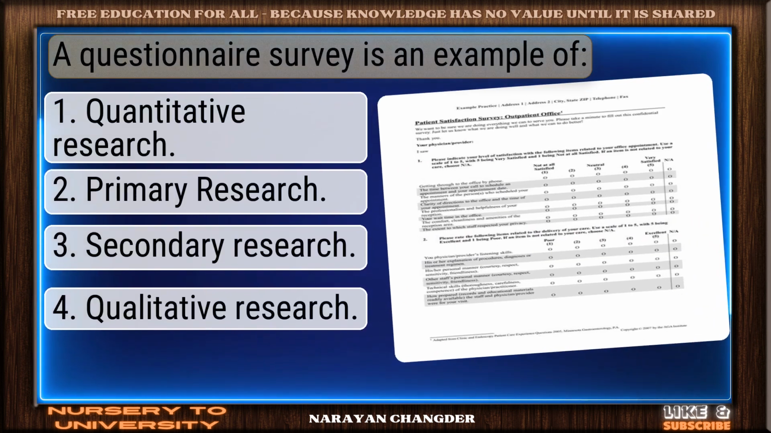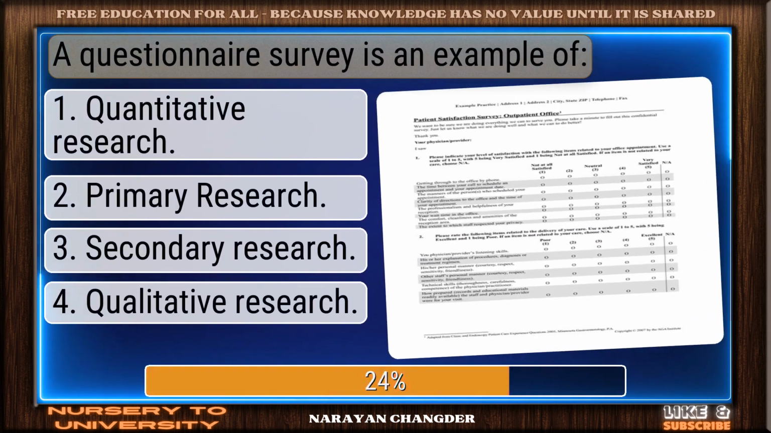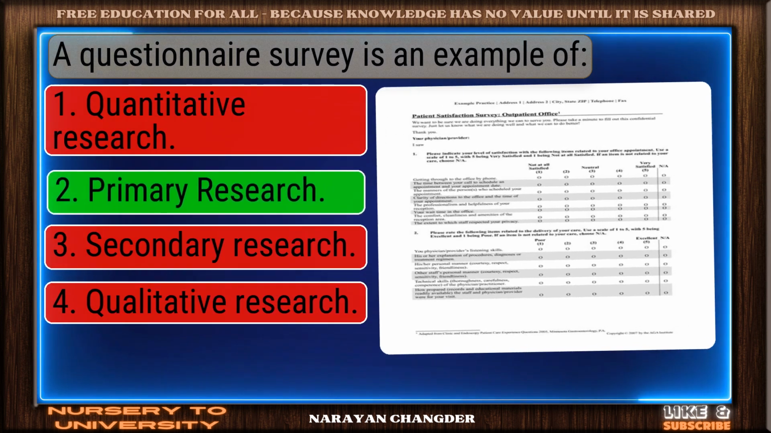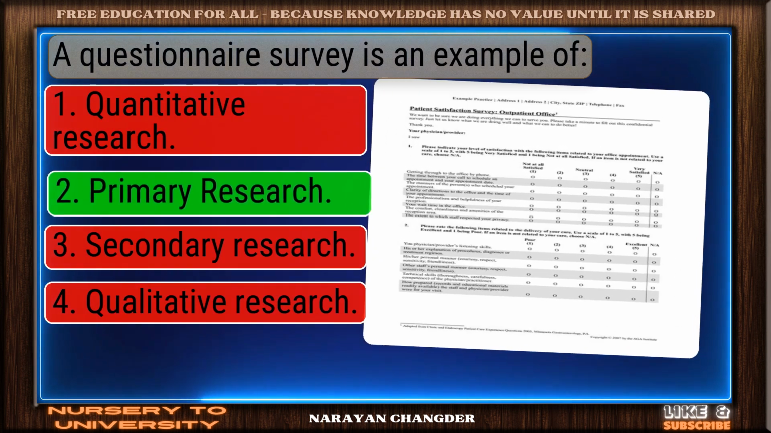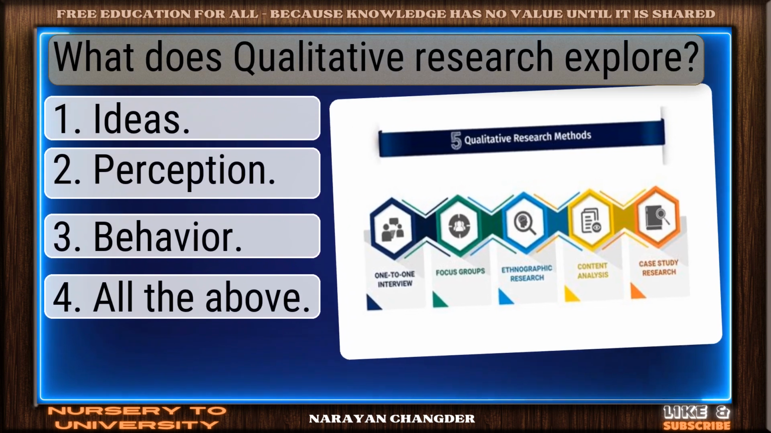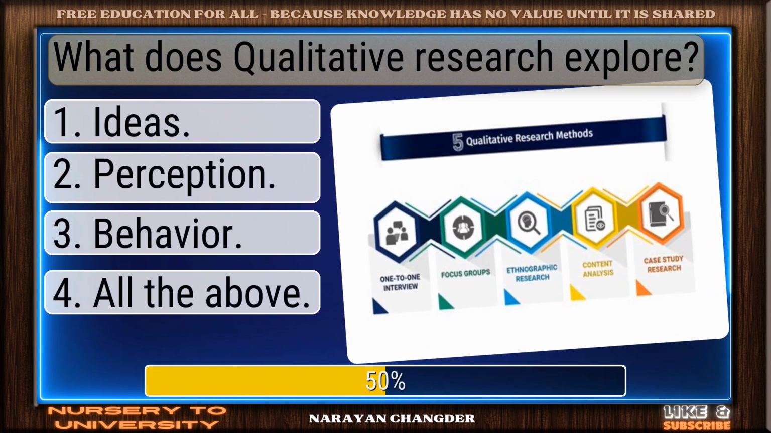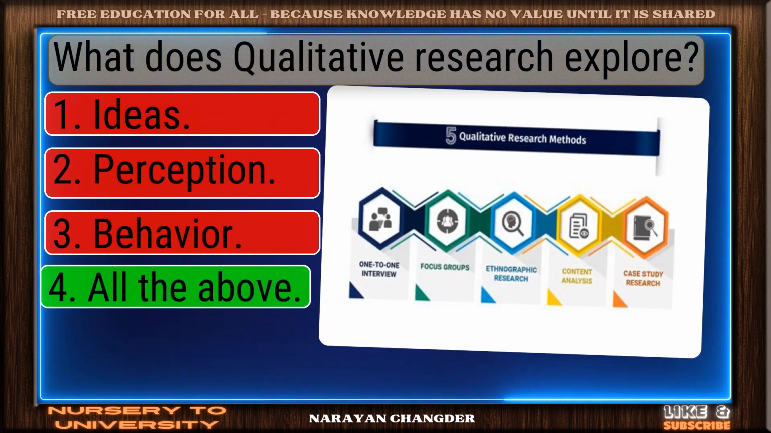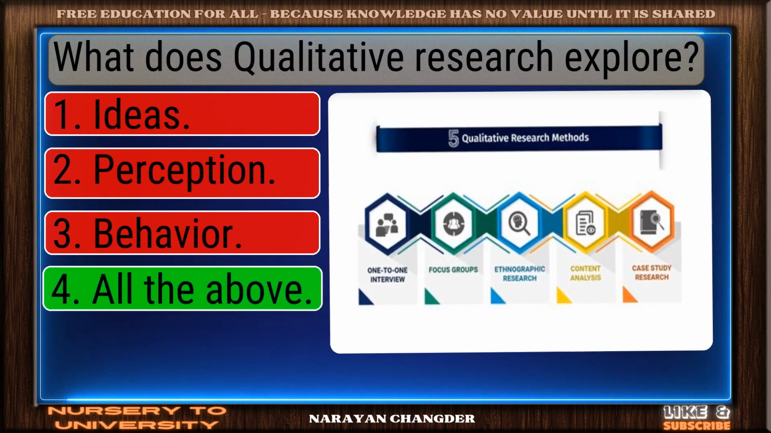A questionnaire survey is an example of? Correct response. Primary research is the most accurate answer. What does qualitative research explore? Solid response. All the above is a valid choice.